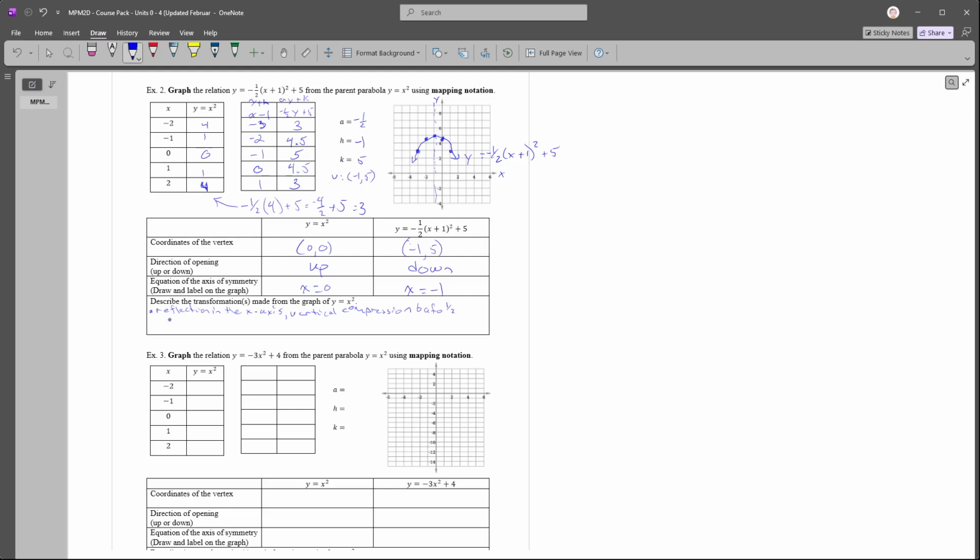Okay. Now what about our h and our k? So this is all about horizontal and vertical translation. So did it shift horizontally? Well, looking at our h value, yep, it shifted left by a value of 1. And vertically, it's shifted up by a value of 5. All right. So let's put this in here. So a horizontal translation, 1 unit left.